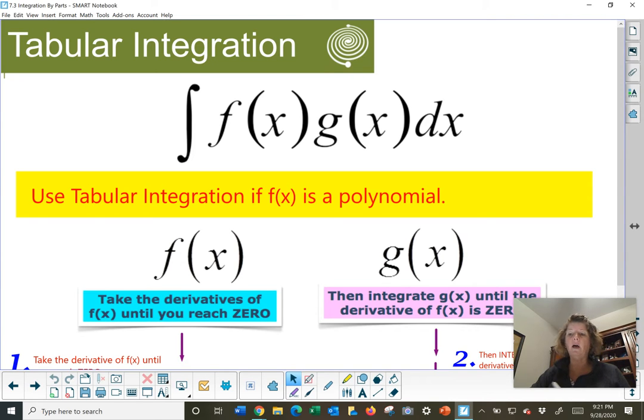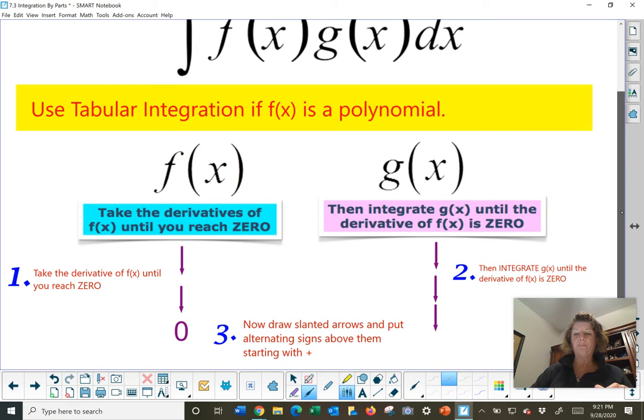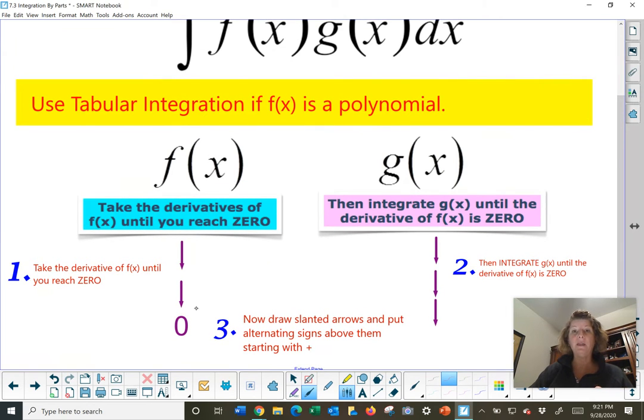Let's continue on with section 7.3, where we are looking at the tabular integration method. The tabular integration method will work really, really well if I have a polynomial that will eventually, if I take its derivative, go to zero. Polynomials are a style that will do that. So typically you're going to find that this function goes to zero and it will be an algebraic type function.